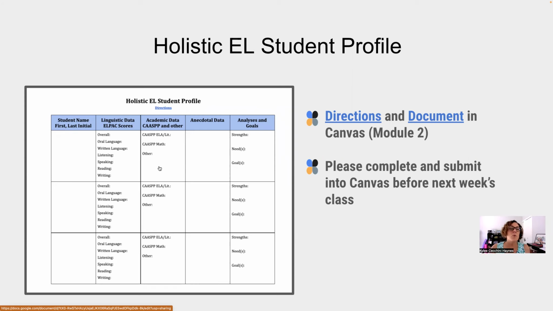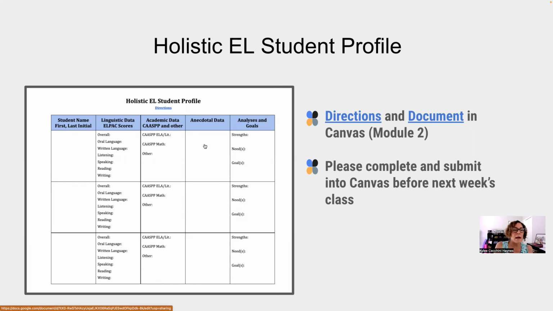And then this is what I find really important, is the anecdotal data that you would have on a student. What do you know about the student in getting to know them? What information do you have about their family, about their background? And again, I have an example that I'll be showing you a little bit later using a sample student.